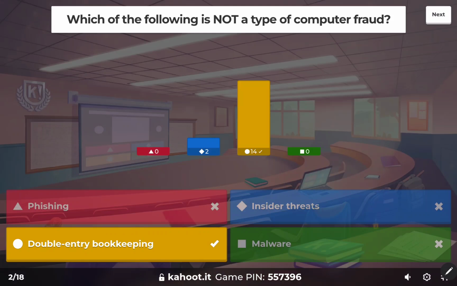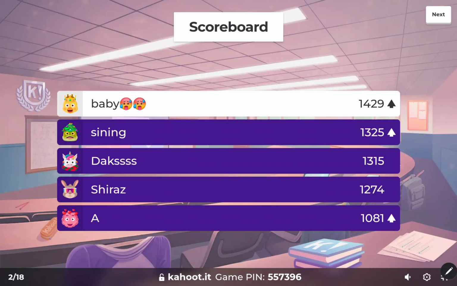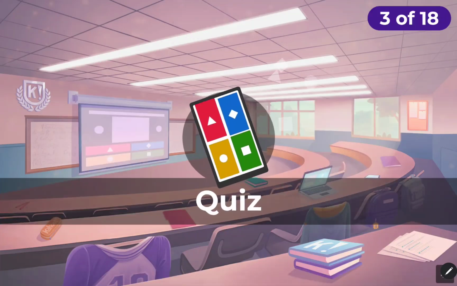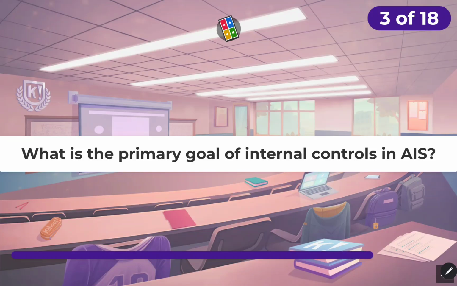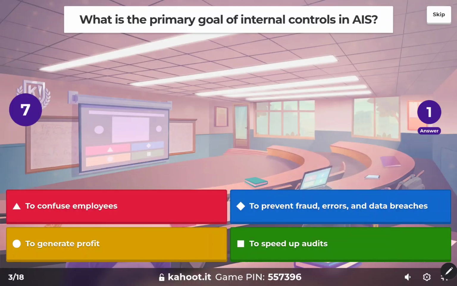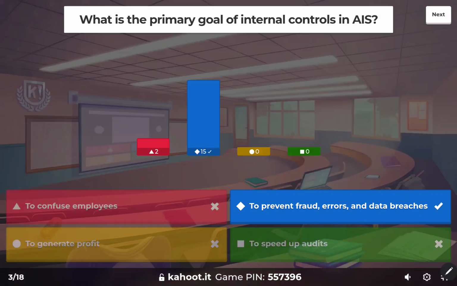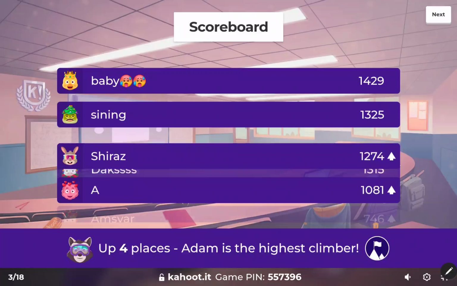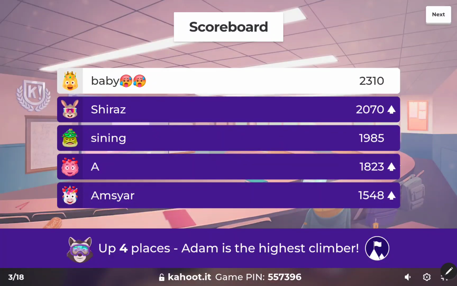Okay, next question. Are you ready? Alright, next question. We have 18 questions actually. What is the primary objective of internal control? What's the primary goal? Who answered to confuse the employees? Well done to those who answered to confuse employees. Let me see who's on the board. Alright, let me go to the next one.